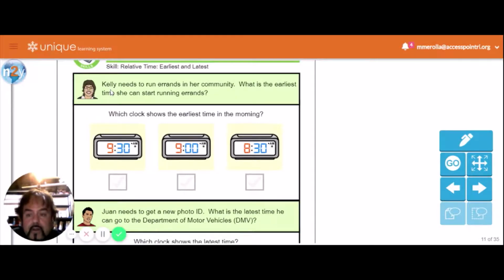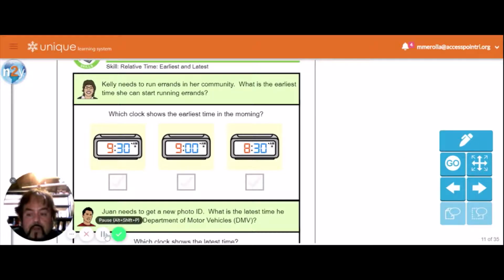Okay, so the first sentence here, Kelly, this young lady right here, needs to run errands in her community. What is the earliest time she can start running errands? Okay, we have 9:30 a.m., 9 a.m., or 8:30 a.m.